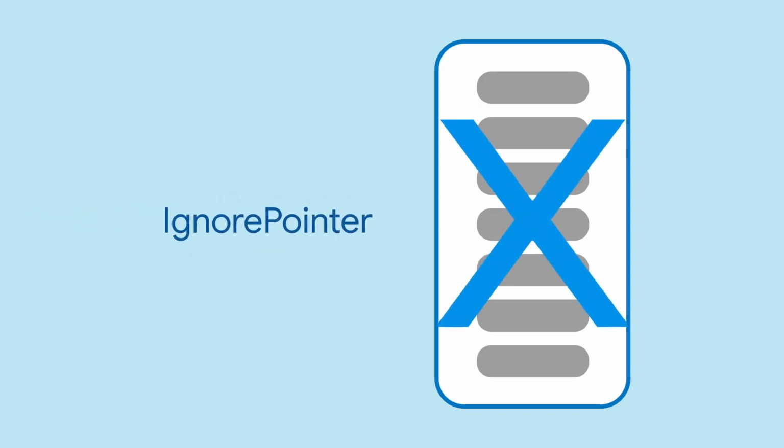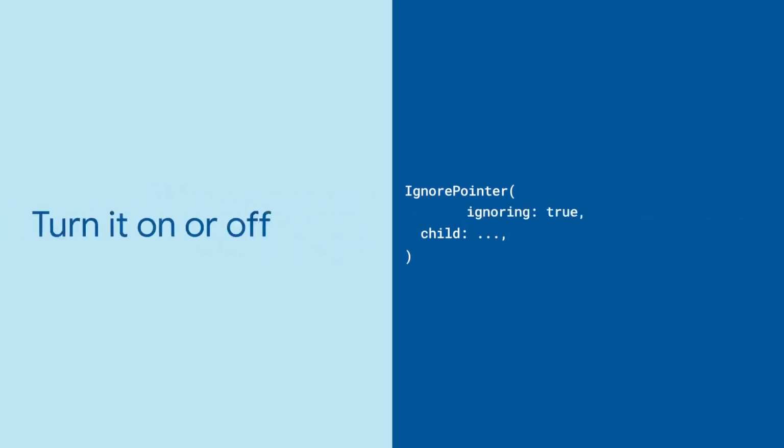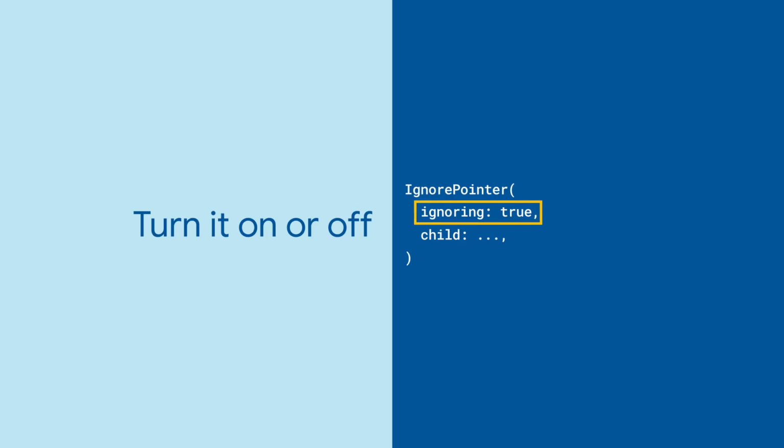Or you could use IgnorePointer. Just wrap the part of the app that you want to briefly protect from the user's fingers in IgnorePointer and specify whether you want to ignore or not. Voila! This part of the UI is now non-interactive.